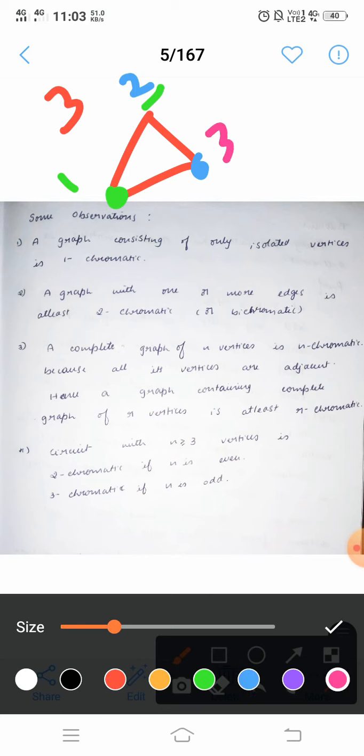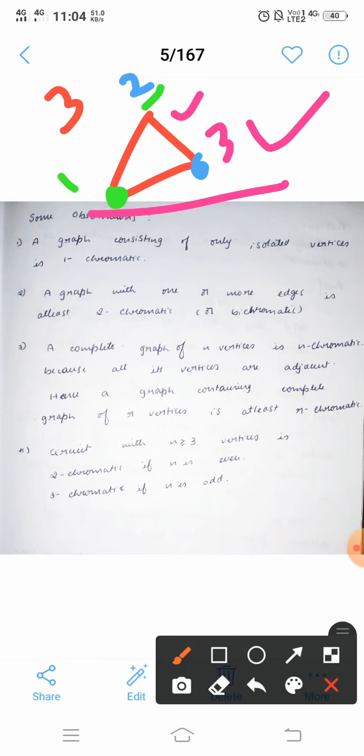So this is a complete graph with 3 vertices. We need a minimum of 3 colors to paint this graph. So this is 3 chromatic. I have shown that the complete graph with 3 vertices is 3 chromatic. Now we'll see what is the chromatic number of the complete graph with 4 vertices.